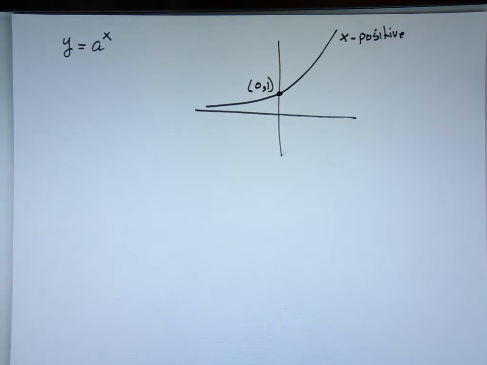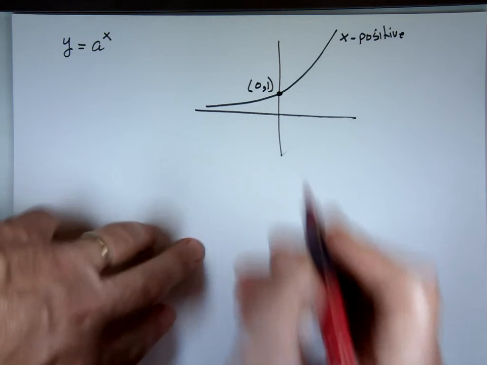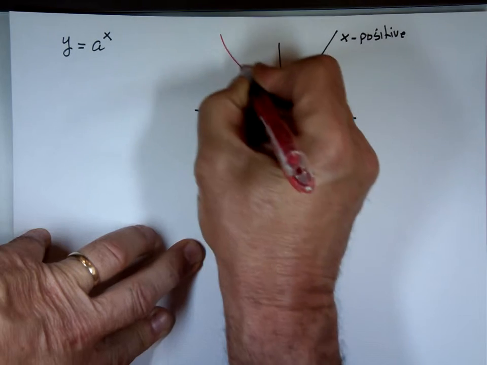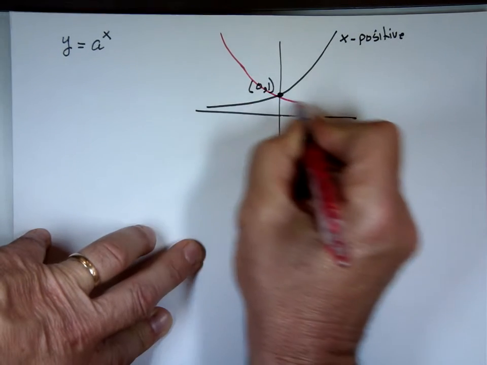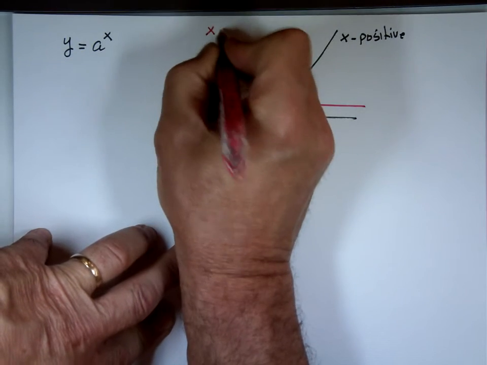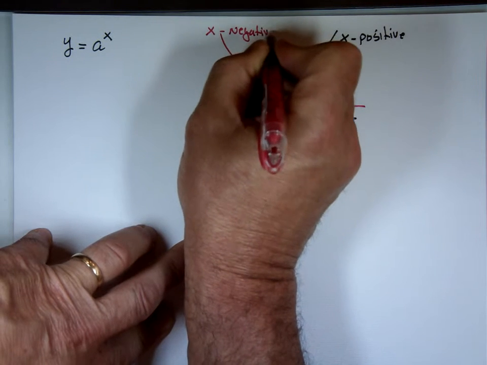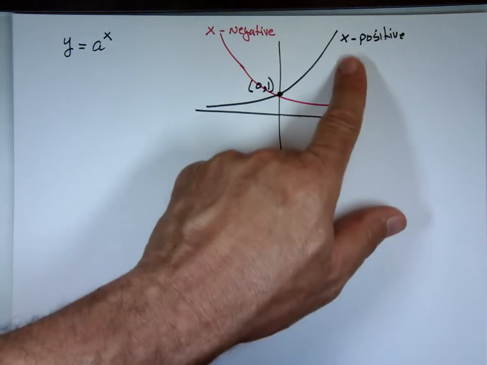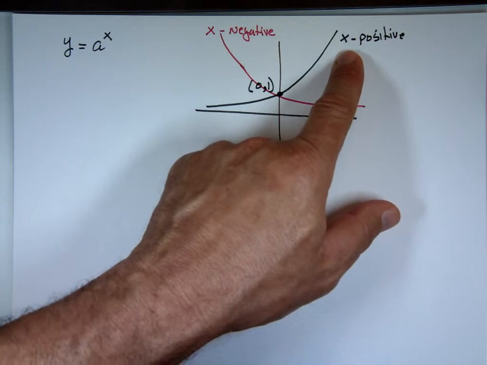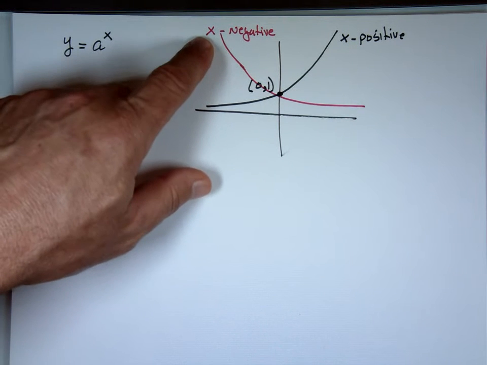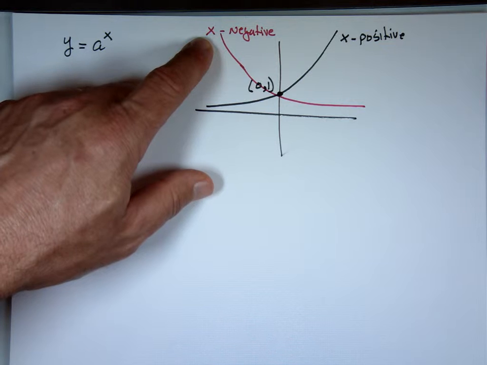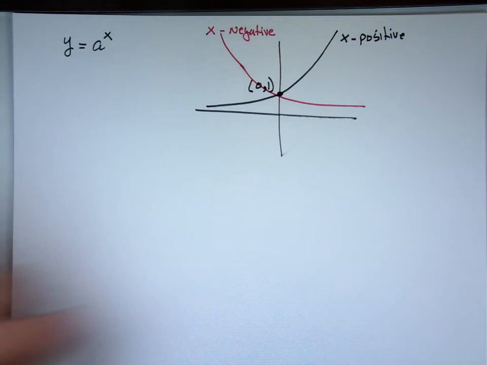If x is a negative value, the graph will be backward. It will look like this. This is when x is negative. That type of problem is called a growth problem. This type is called a decay problem. You probably heard growth problem, decay problem. Growth when something gets bigger.